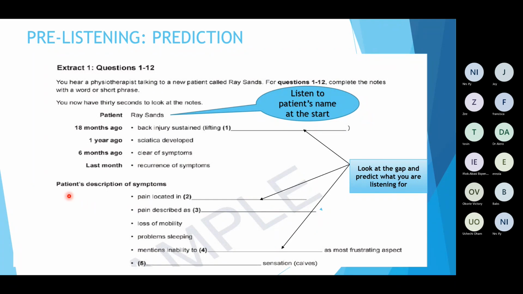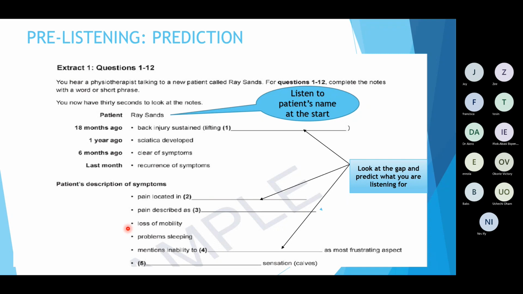Now let's talk about patient description of symptoms. For example, number 2 we're having here on the screen, it's a pain located in, it should obviously be a part of the body, right? You can predict it should be a part of the body. Now, as I said, pain described as? How did the patient describe the pain? Was it intense? Was it severe? Was it moderate? Whatever you can think of, just predict the words you're likely going to hear.